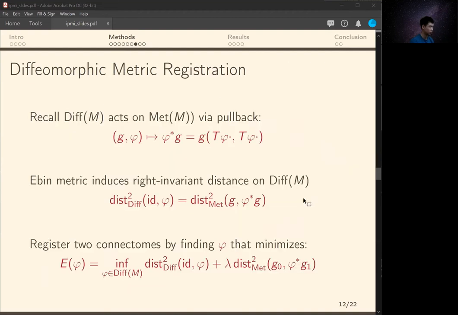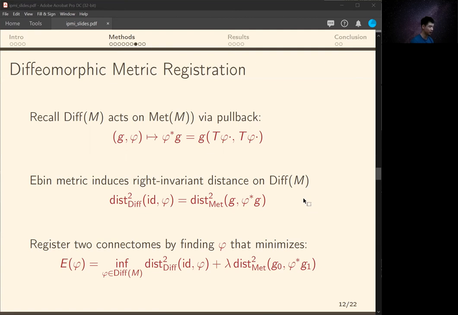Now comes the diffeomorphic metric registration. Recall that diffeomorphisms act on the metric via pullback. The metric induces a right invariant distance on diffeomorphisms. And here we're using it to also measure the distance between the identity and phi by measuring the distance between G and the phi pullback G. Then we register the two connectomes by finding the phi that minimizes the energy function below.